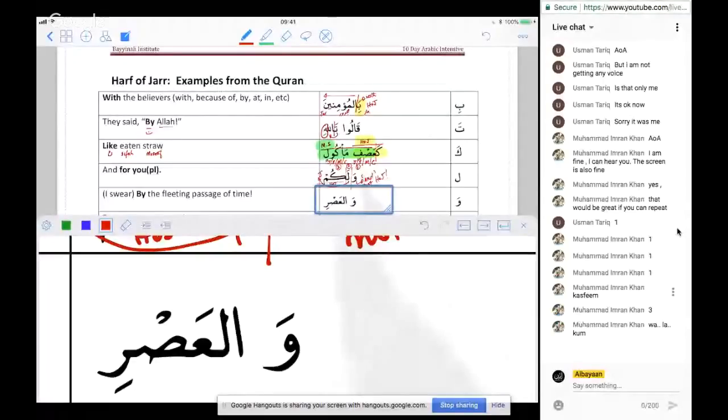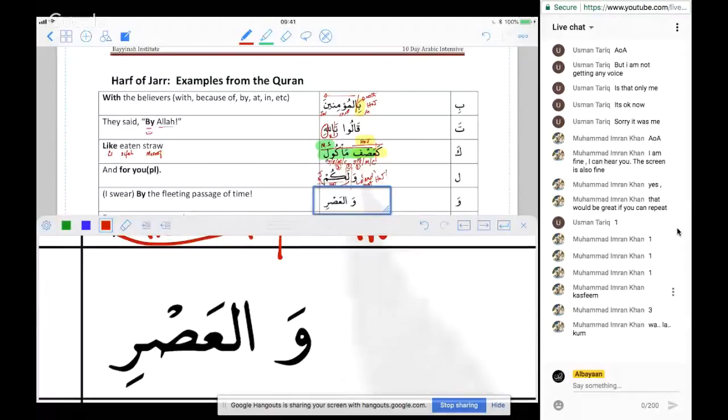So you read it: wal asr. How do I know this word is not "and" and it's a harf of jar word? The reason is, after this harf of jar, I have immediately an ism which is in jar state. So this is the vow of harf of jar, giving an oath by the passage of time. So this is a harf of jar fragment.